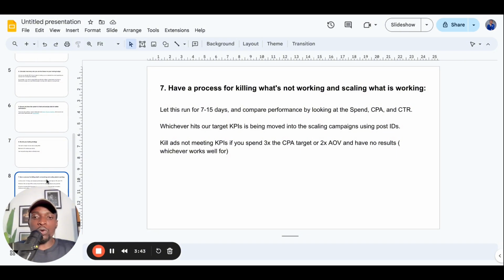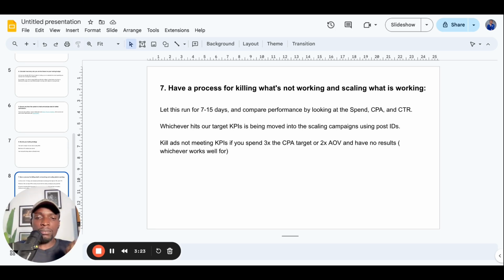And the last thing you want to do before you launch a new test is to ensure that you have a process for killing what is not working and scaling what is working. So there's no big deal here. If you're testing and you find winners, you want to scale them. So you must have something at the back of your mind as a strategy to scale when you find winners in your account.